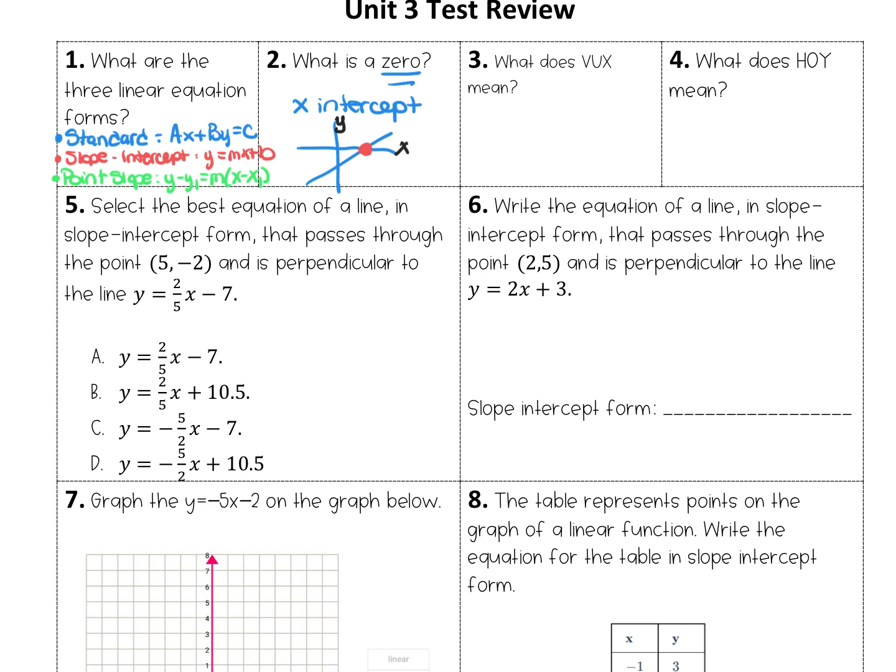The next question asks us what the word VUX means. VUX, I'm going to write up and down like this. I'm going to write it vertically for a very important reason. VUX stands for vertical. Our slope is undefined. And they come in the form x equals. So x equals 6, x equals 12, x equals negative 8, whatever. And they look like this.